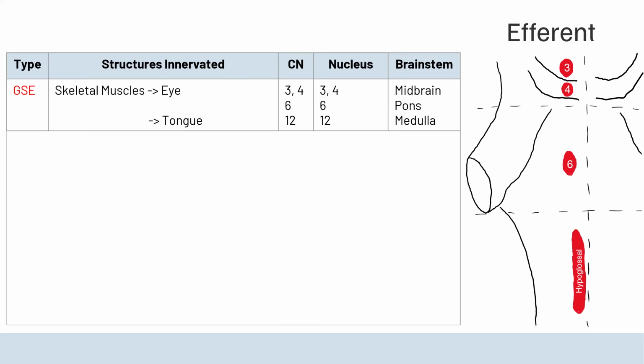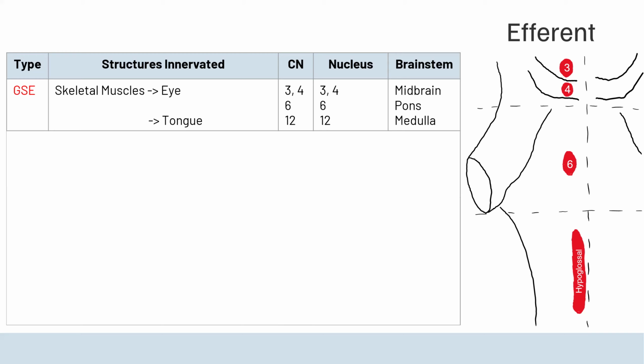What do our pharyngeal arches give rise to? Well, our first pharyngeal arch, absolutely, for the muscles of mastication. Our second pharyngeal arch is for the muscles of facial expression. And then our third and fourth pharyngeal arches are for the muscles of the pharynx and the larynx. Given this information, do you guys think that you can guess which cranial nerves are contributing to this here?